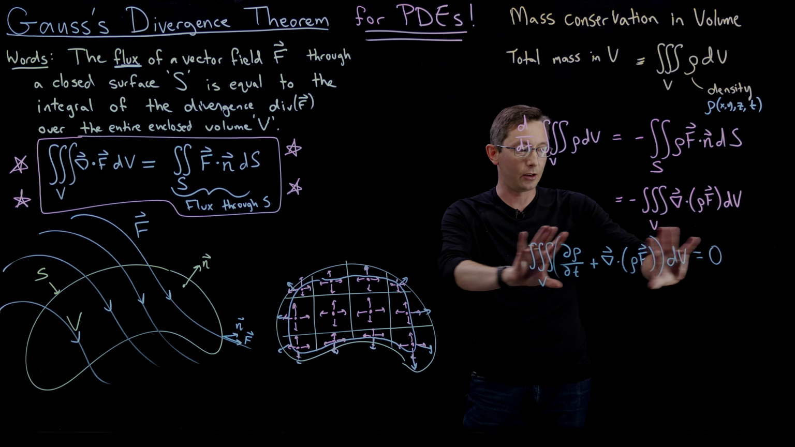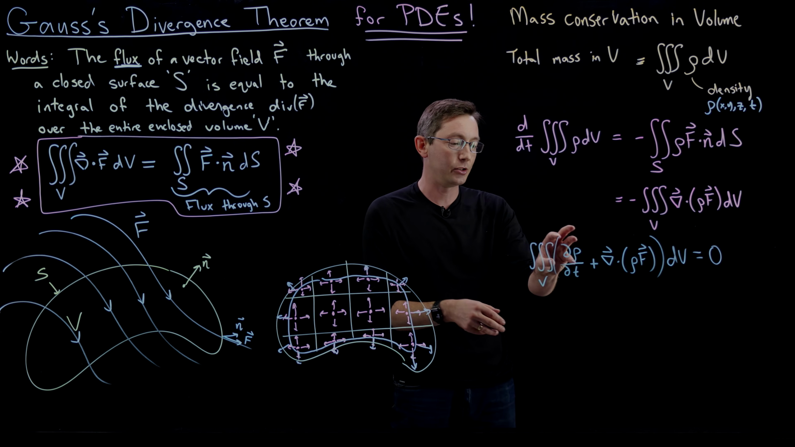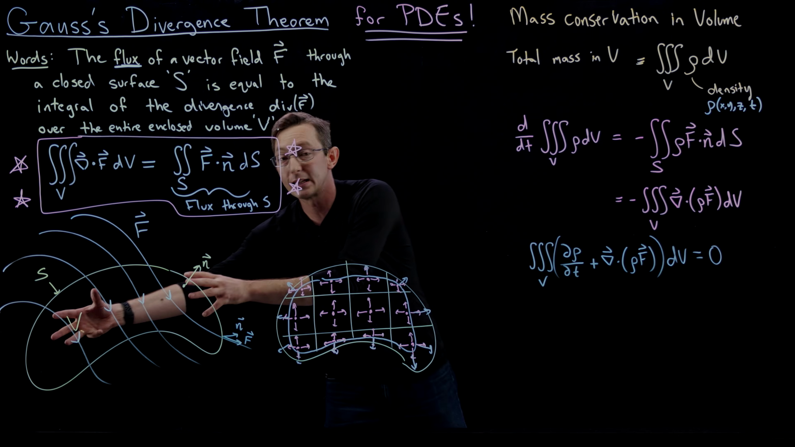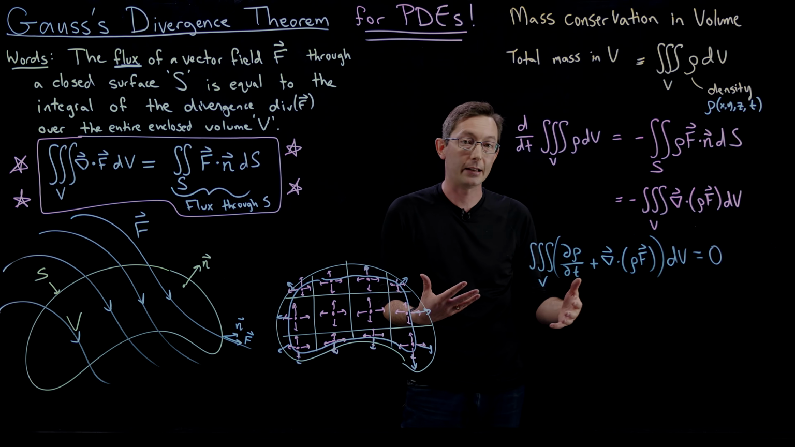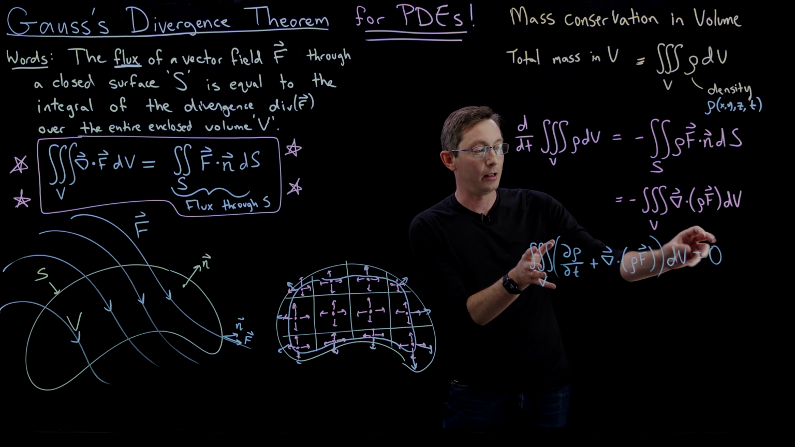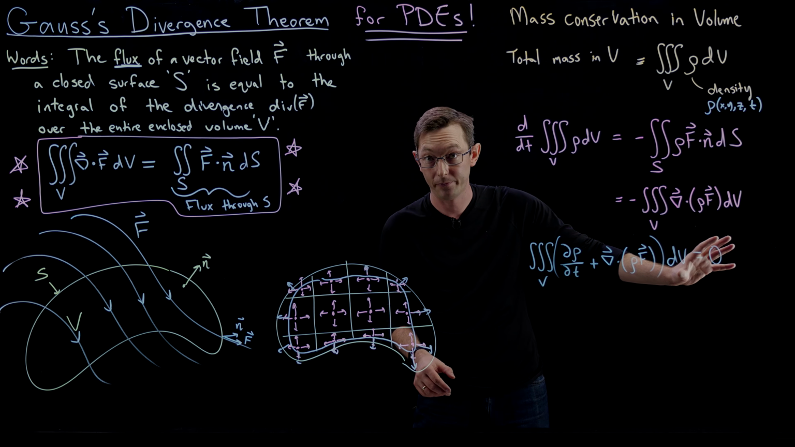This equation here essentially accounts for all of the change of mass, due to the mass changing in time, things fluxing through the surface, and things like that. And when you add that all up, it has to equal 0. This is a statement of conservation of mass.